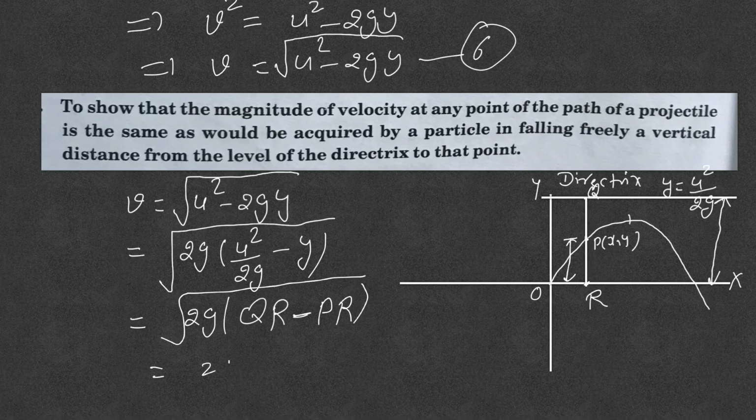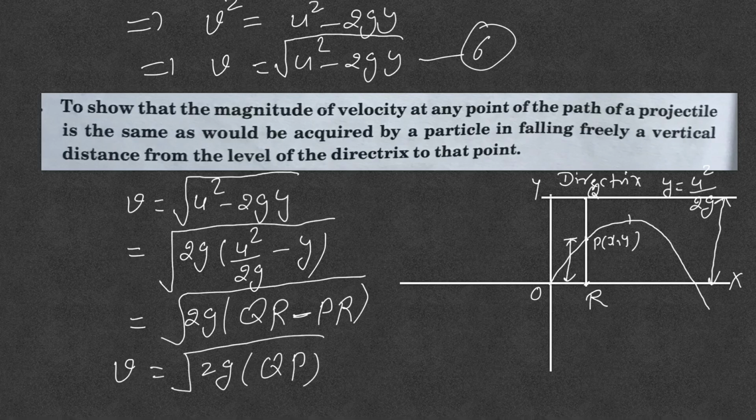This thing will be further equal to the square root of 2g times QR, this whole QR minus this PR, which will be QP. So this will be the square root of 2g QP. So this will be the velocity at any point P. That is the velocity of the projectile at any point P.